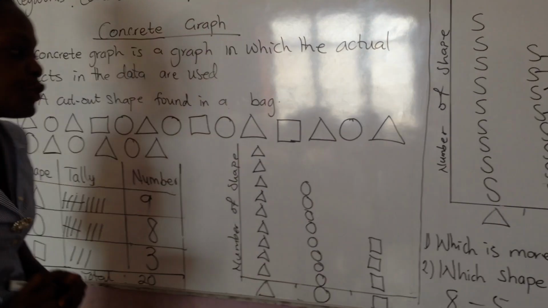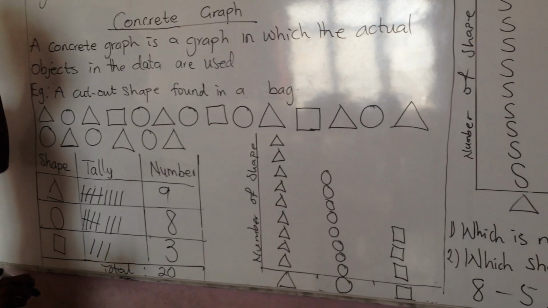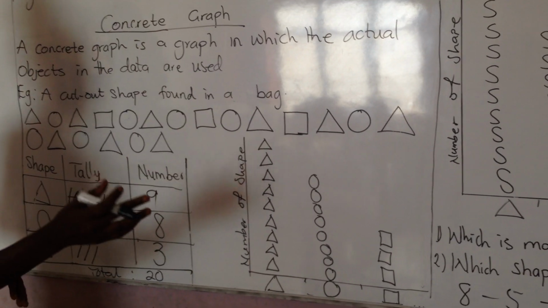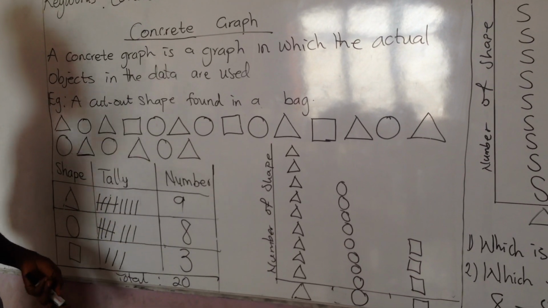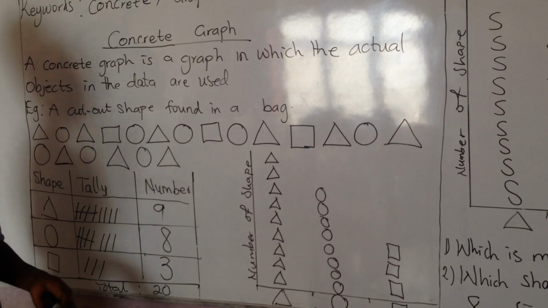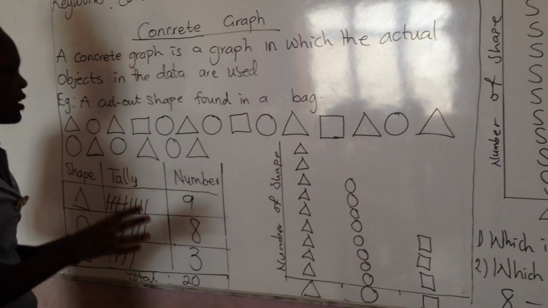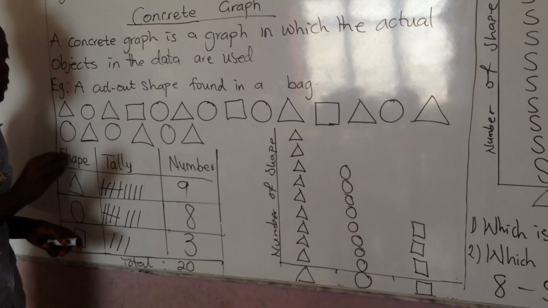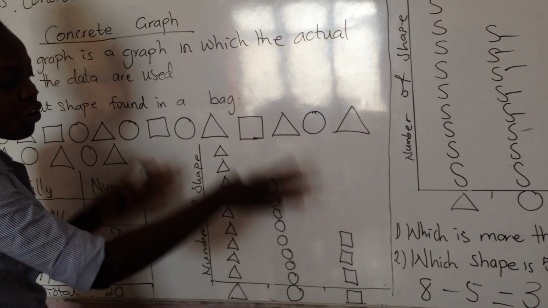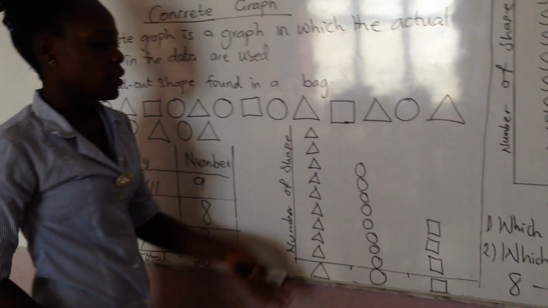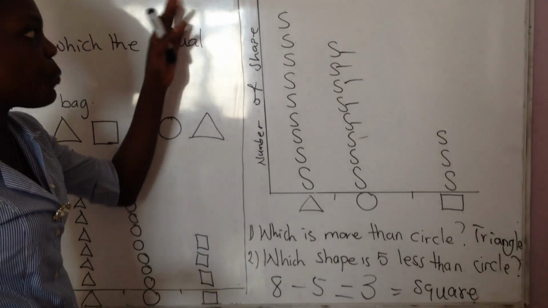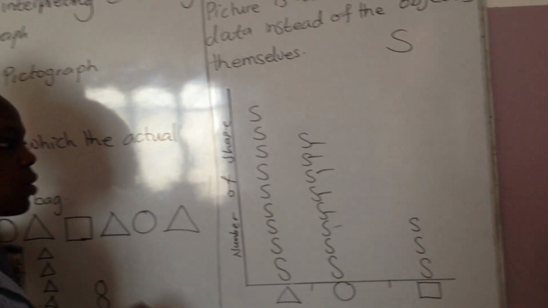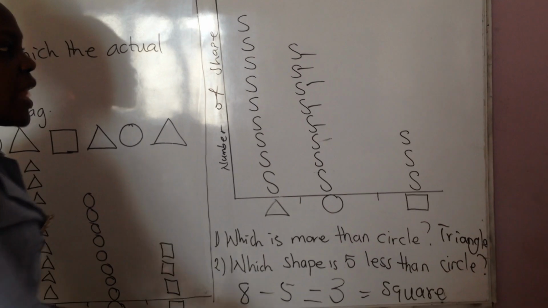So what have we learned today? We've learned about concrete graph and then pictograph. You say what? A concrete graph is a graph in which the actual objects in the data are used. The object or the picture in the data that you use, that is what you are going to use for your graph, like this. But for the pictograph, you pick a picture to represent the data or the object in the data. So like this is how your pictograph is supposed to look like.